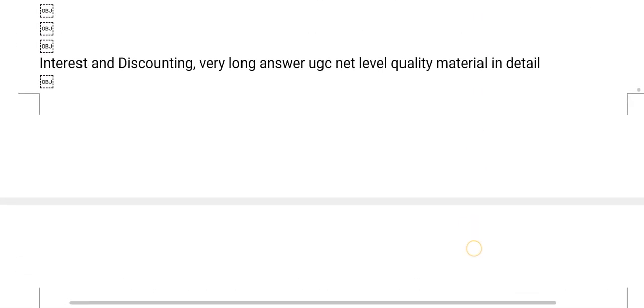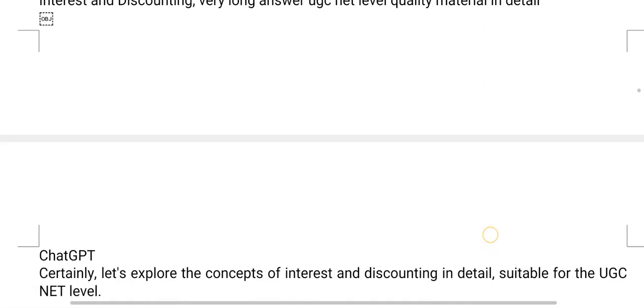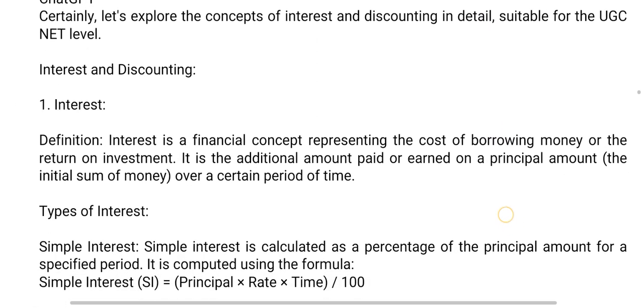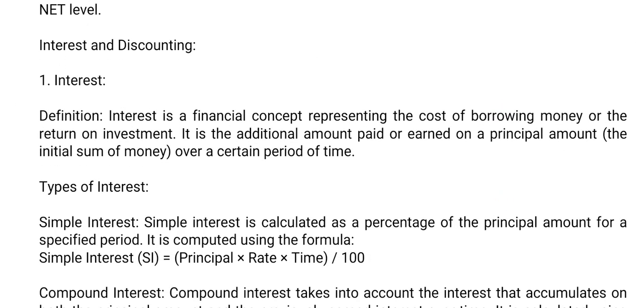Then interest and discounting. Interest and discounting. Interest is a financial concept representing the cost of borrowing money or the return on investment. It is an additional amount paid or earned on a principal amount, the initial sum of money, over a certain period of time. Types of interest.